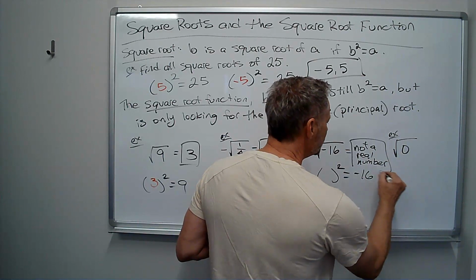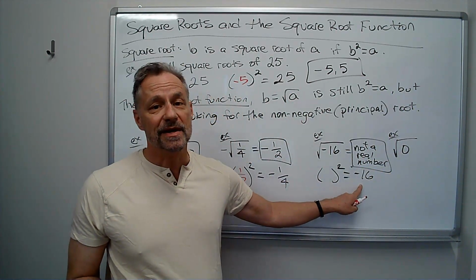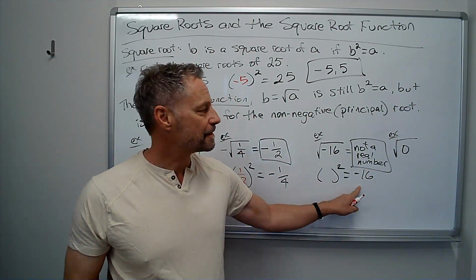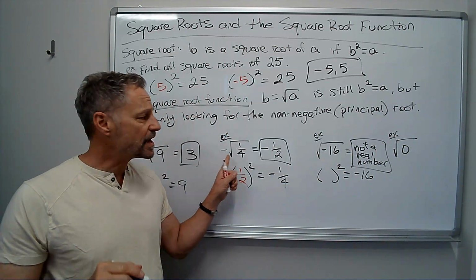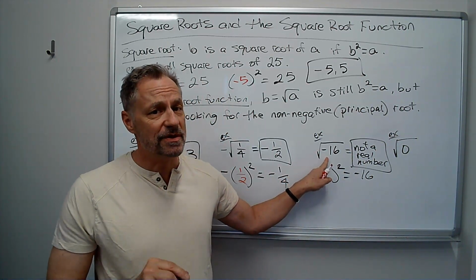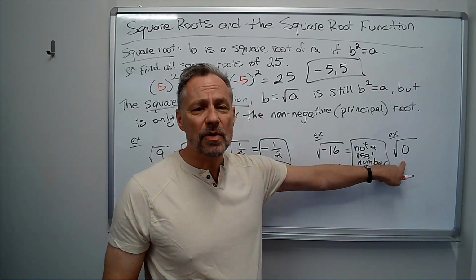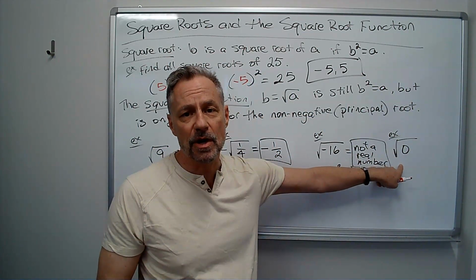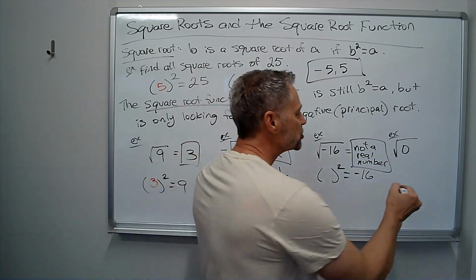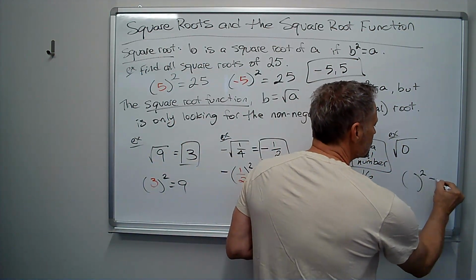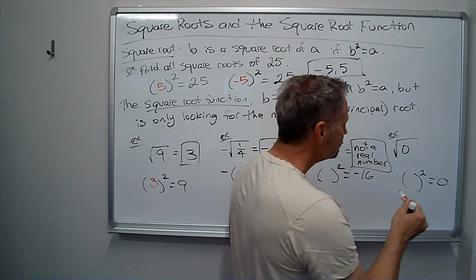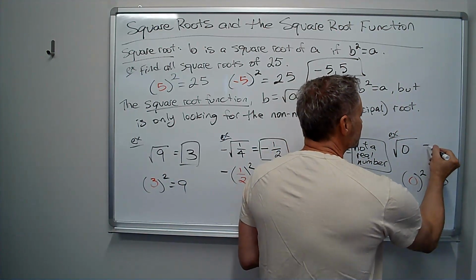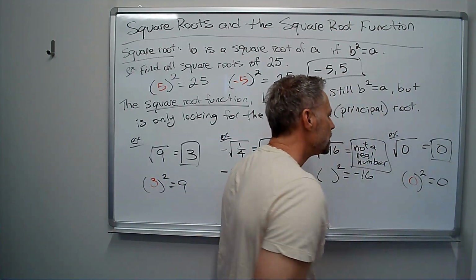Not a real number, because there's no real number that I can square to get negative anything. Okay, negative on the outside was okay. Negative on the inside of a square root, not okay. And then I have the square root of 0, just to throw in this non-negative. I'm looking for a number squared that's equal to 0. Well, of course, you probably already know that's 0, and that is our answer. The square root of 0 is 0.